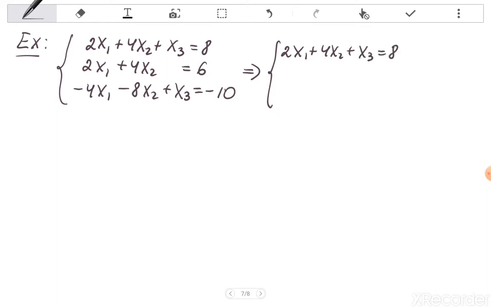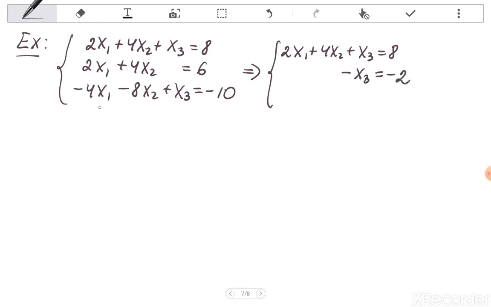The second step, we do something to get rid of x1 in the second equation. So what I suggest is to multiply the first equation by -1 and add it to the second. So -2 plus 2 is 0, -2 plus 2 is 0, -4 plus 4 is 0, -1 plus 0 is -1, so minus x3, and here -8 plus 6 is -2.